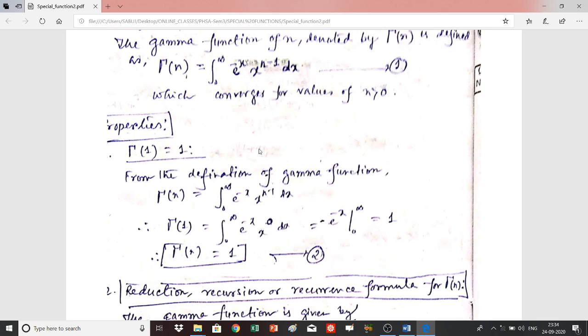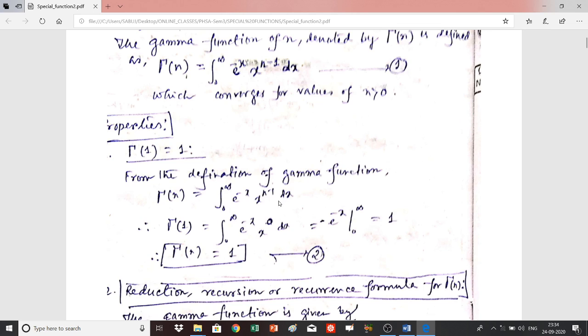Now we wish to find out the value of gamma 1, and gamma 1 has a value of 1. This can be shown in the following way. First, we write the expression for the gamma function of n, that is, gamma n is equal to integral 0 to infinity e to the power minus x, x to the power n minus 1 dx.